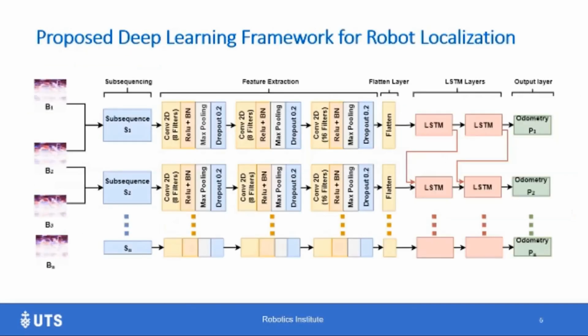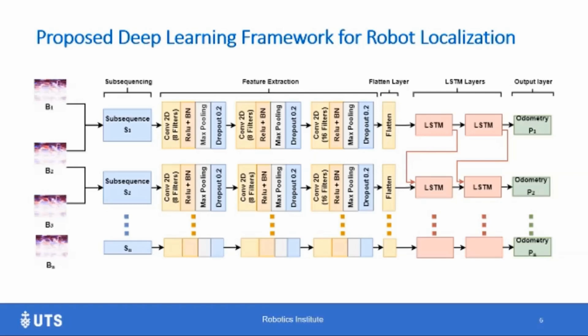This is a very high-level diagram of the deep learning framework that we use to estimate the odometry using GPR B-scan images. Now I will go through briefly the steps in this diagram. As we can see here, after the image filtering and the subsequencing step, we are using convolutional neural networks to extract the features from the B-scan images. The feature extraction part consists of 2D convolution layers, batch normalization layers, max pooling and dropout layers. After that comes the regression component.